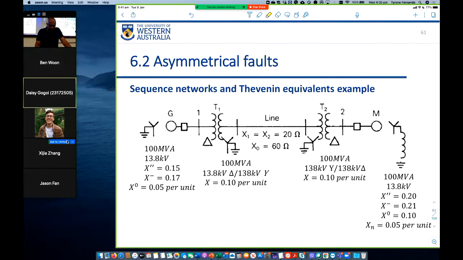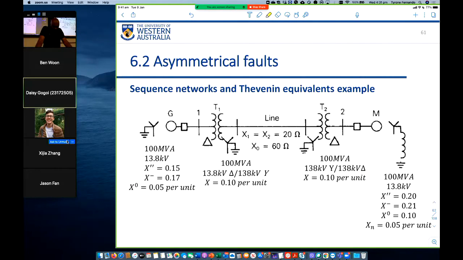The positive, zero, and negative sequence impedances are given, right? X double dash is the positive sequence impedance. X minus is the negative sequence impedance for the generator. X0 is the zero sequence impedance for the generator. The same can be said about X double dash, X minus and X0 for the motor on the right.